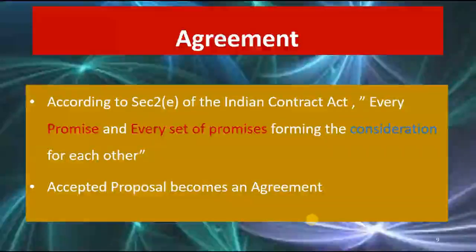And the second concept that we are going to learn is agreement. So according to section 2(e) of the Indian Contract Act, every promise and every set of promises, forming the consideration for each other, is an agreement. So here consideration means some reward or some returns to all the parties to a contract. So promise involving consideration to each party of the contract can be called an agreement.